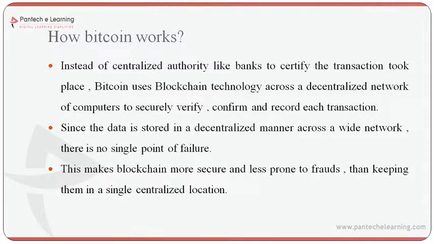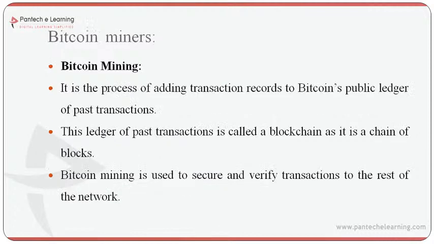Compared to centralized architecture, in decentralized architecture the data is stored in a more secure way and is less prone to fraud, so no fraudulent transaction can happen. In a centralized location, many frauds can happen because a single person controls the transaction. Whereas in decentralized architecture, everything is stored across a network of computers, so it is less prone to fraud.